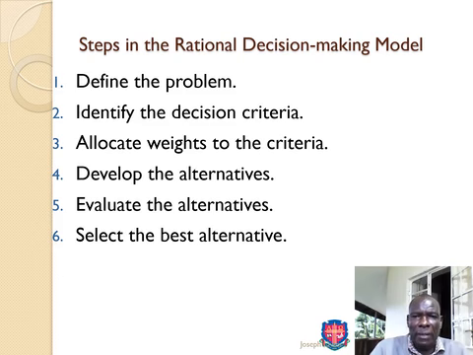This is what we call the rational decision-making model, what we definitely call optimization. Sometimes it is minimization of costs, sometimes it is maximization of profits. But that's what we call the rational decision-making model. It goes through steps.